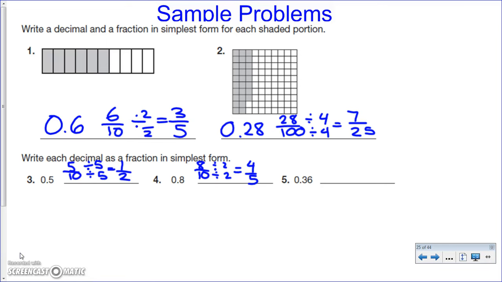For 5, we have 36 hundredths, and we know 36 and 100 can both be divided by 4, so that will help us get to our simplest form. So we get a simplified answer of 9/25. We're going to continue this for 6 through 8. So for 6, we have 25 hundredths, so we're going to put that up as a fraction.